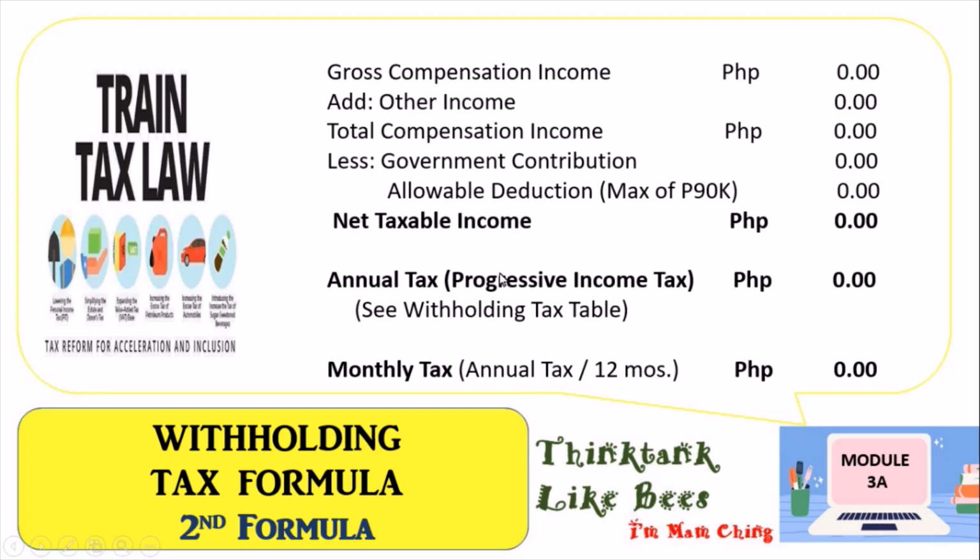We have the annual tax, progressive income tax. So we have the two bases, and then you multiply the excess for the annual tax. And then after that, you divide it by 12 to get your monthly tax for the proprietor.